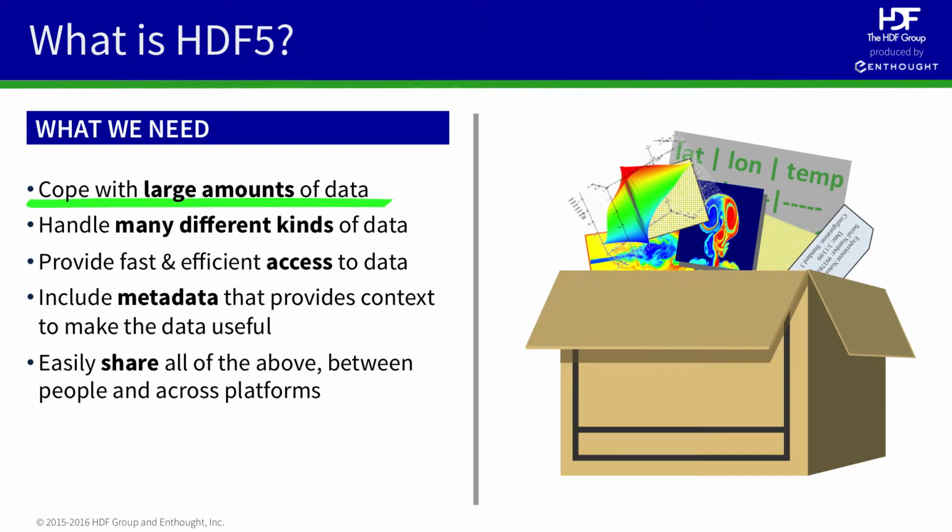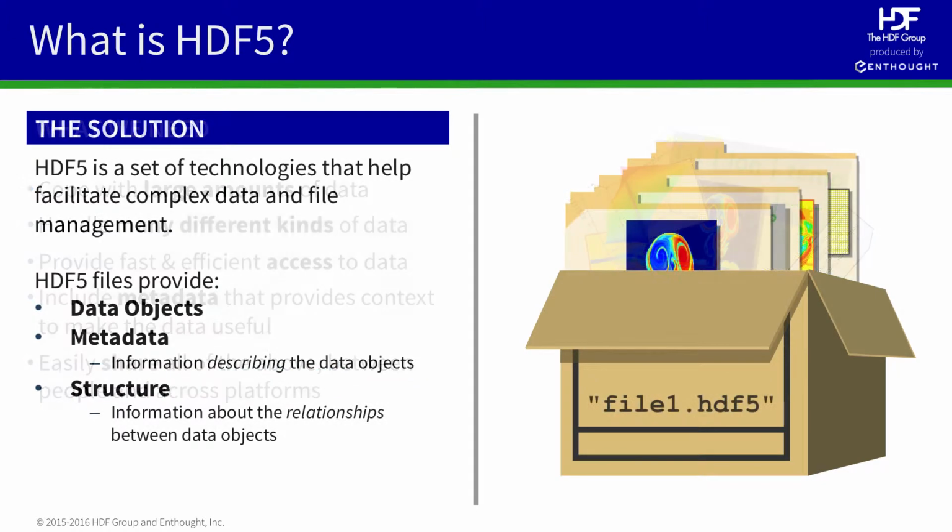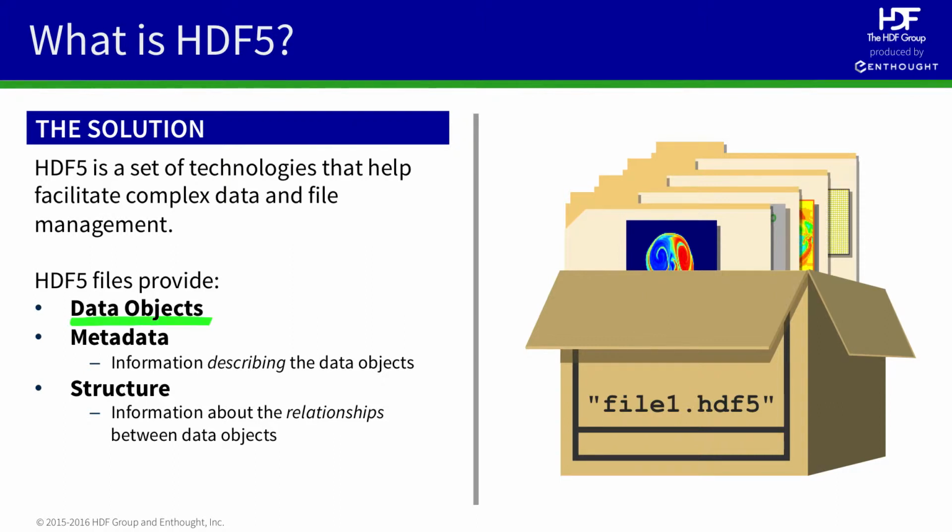So what we need is a technology that can cope with large amounts of data of different kinds, while still providing fast, efficient access to that data, bundling metadata or context information that makes the data useful, and also allows us to easily share all of this information both across people and across platforms. HDF5 helps you solve this problem. HDF5 files provide data objects that can store numerical data, a way of handling metadata, which means you can provide context information, and also a mechanism to provide structure to indicate that different pieces of data have some relationship.